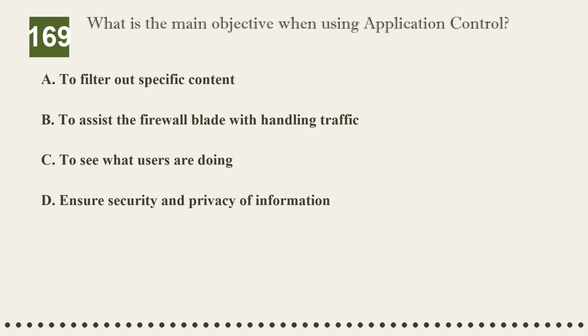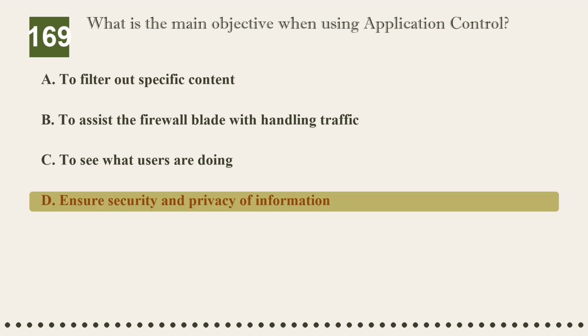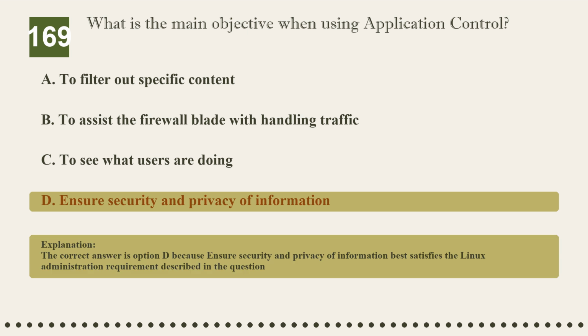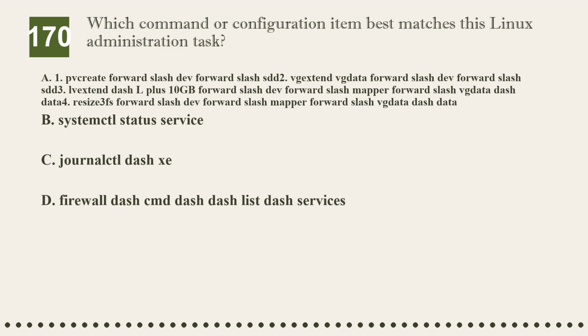Question 169. What is the main objective when using application control? Option A, to filter out specific content. Option B, to assist the firewall blade with handling traffic. Option C, to see what users are doing. Option D, ensure security and privacy of information. The correct answer is option D, ensure security and privacy of information, because it best satisfies the Linux administration requirement described in the question.